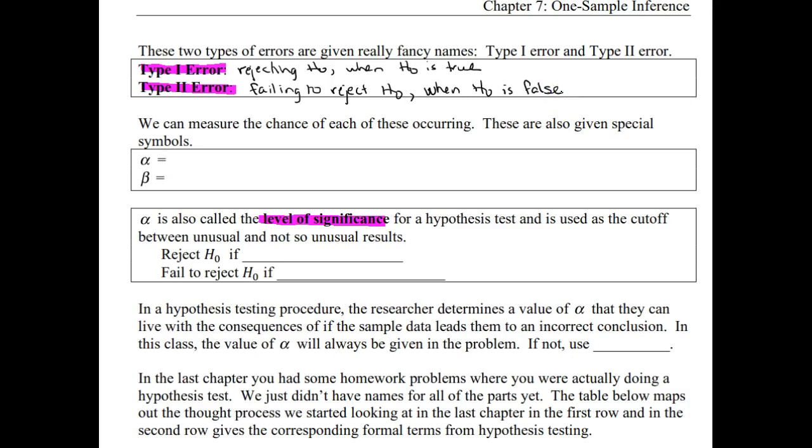Alright, now we just did this chapter on probability because, again, it's what's going to help make our guesses educated, and it is what measures the probability also of making these types of errors. So we can measure the chance of each of these occurring, and so these are also given symbols. Type 1, type 2, so in numeric order 1, 2, alpha and beta, so A and B in alphabetical order. So alpha is going to be the probability of making a type 1 error.